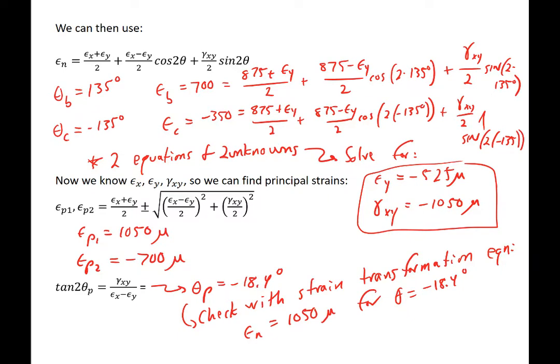We had just found epsilon y and gamma xy here such that we could find our principal strains. And then after we did that, we found our theta p. We figured out which principal strain went with that theta p by using the strain transformation equation. And the next thing we have to do is figure out what the maximum shearing strain is.